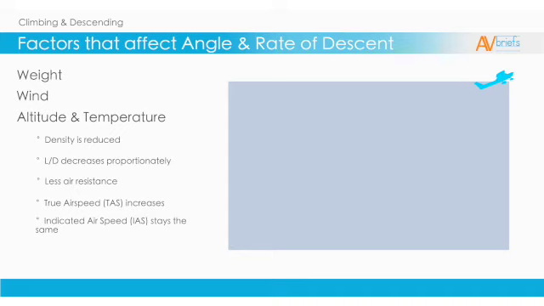The TAS or true airspeed increases. This means you travel faster through the air. Your indicated airspeed stays the same. This is because you are passing through less dense air. So you will still travel at the same speed on the airspeed indicator, but you will be going through more air to get that speed.